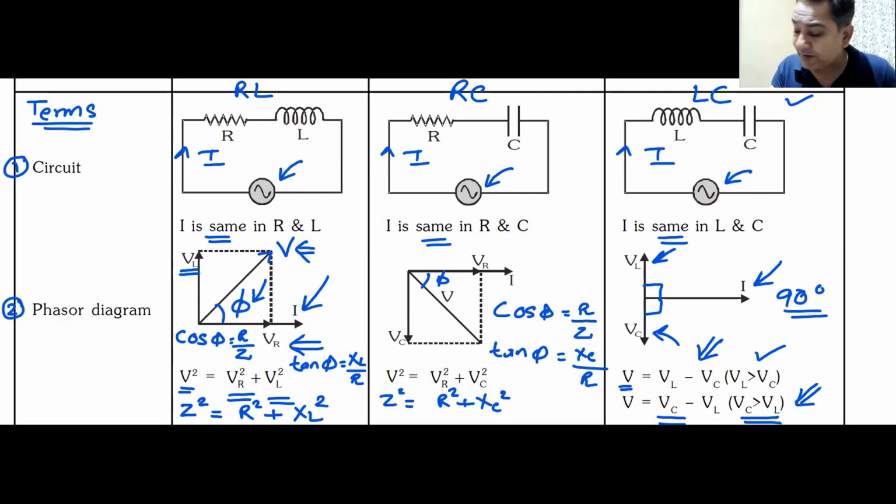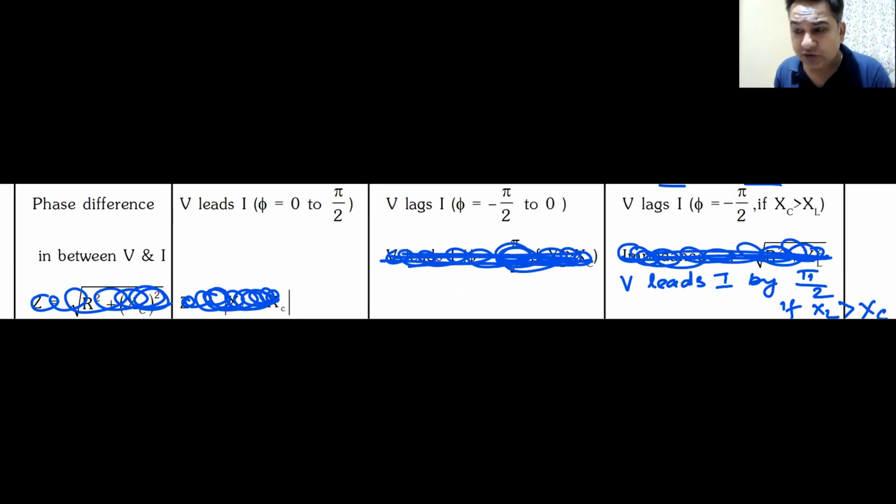The next point is already discussed: phase difference between voltage and current. In an LR circuit, voltage will lead current by a phase angle of phi. cos phi is R by Z, tan phi is XL by R. In an RC circuit, voltage will lag current by a phase angle of phi, cos phi is R by Z, tan phi is XC by R. We have already discussed this.